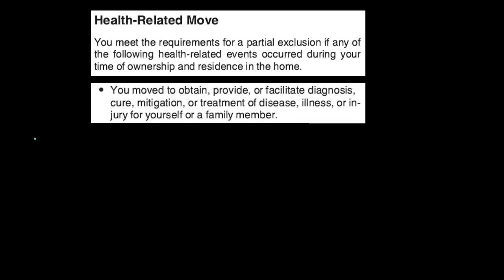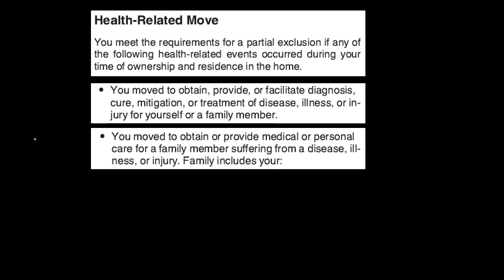How about the health-related move? You meet the requirements for a partial exclusion if any of the following health-related events occurred during your time of ownership and residence in the home. You moved to obtain, provide, or facilitate diagnosis, cure, mitigation, or treatment of disease, illness, or injury for yourself or a family member. You moved to obtain or provide medical or personal care for a family member suffering from a disease, illness, or injury. We have to be specific, of course, on what qualifies as a family member with regard to the tax code.